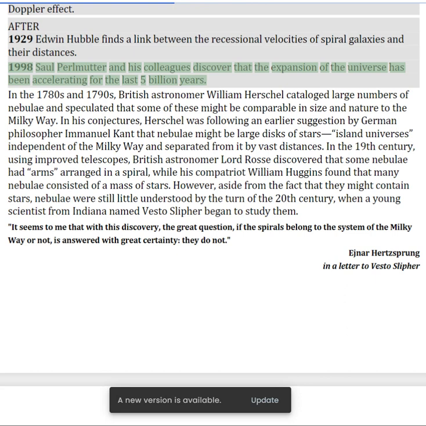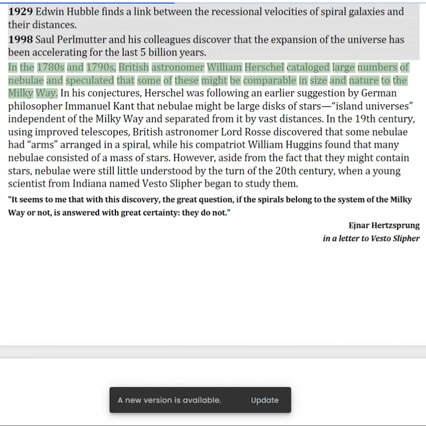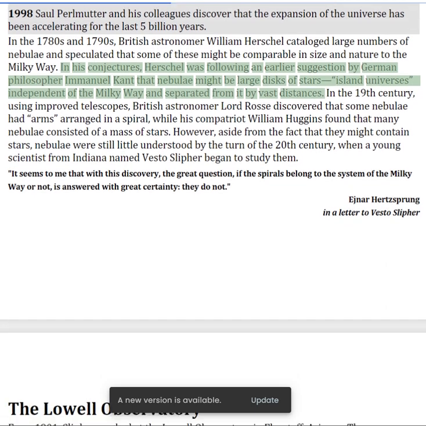In the 1780s and 1790s, British astronomer William Herschel catalogued large numbers of nebulae and speculated that some of these might be comparable in size and nature to the Milky Way. In his conjectures, Herschel was following an earlier suggestion by German philosopher Immanuel Kant that nebulae might be large disks of stars, island universes, independent of the Milky Way and separated from it by vast distances.